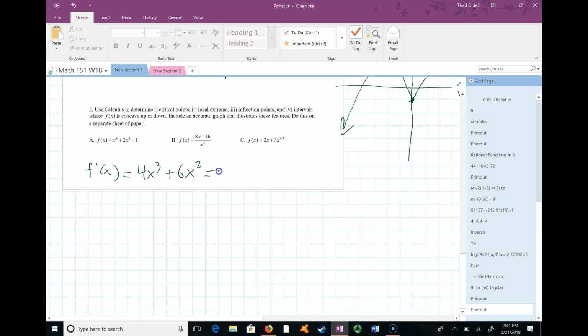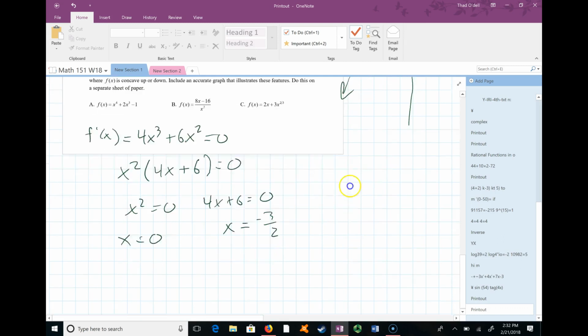So if we set that equal to 0, factor out an x squared, so that'd be x squared times 4x plus 6 equals 0, which means x squared equals 0, or 4x plus 6 equals 0. In this case, x would be equal to 0. In this case, x would be equal to negative 3/2.